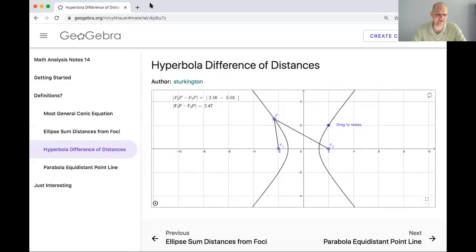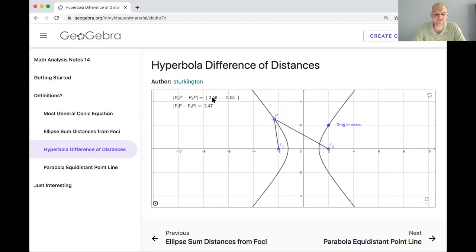I think there's a link in all the video descriptions to this GeoGebra book. They call it a book. It's a collection of activities or sketches or whatever. And I'm on the hyperbola difference of distances. I know it's pretty small. This is finding the difference between them. So the distance from focus 1 to point P, and the distance from focus 2 to point P. It's finding the absolute value of the difference between those.